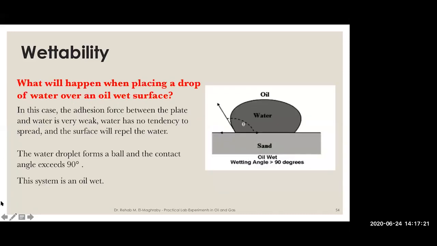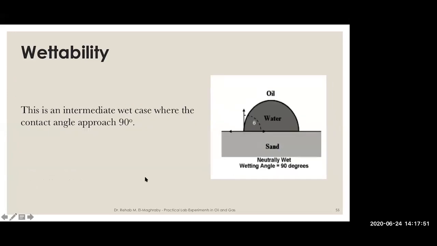So what will happen if it was an oil-wet surface? The attraction force or the adhesion force between the water and surface is weak, so the water cannot spread. There will be a contact angle between the water and the oil and sand of higher than 90 degrees. There is no tendency for the water to spread. It will be water repellent. It will repel water. So this is an oil wet surface. What about neutral wet? Intermediate wet, I'm sorry. Intermediate wet doesn't have a tendency to water or oil. The preference for water or oil is the same for this surface. So you will find the contact angle is nearly 90 degrees. So this is what is meant by intermediate wet.